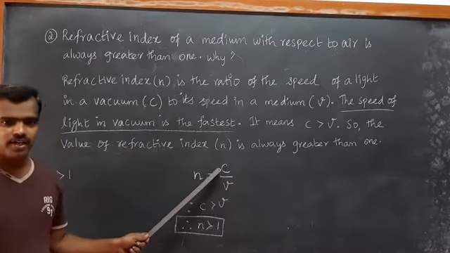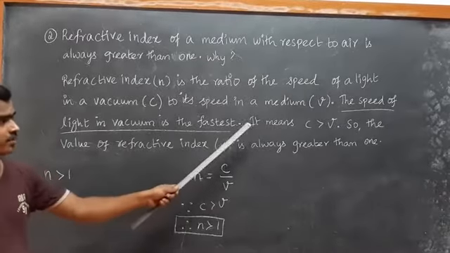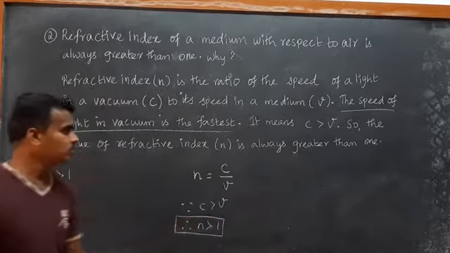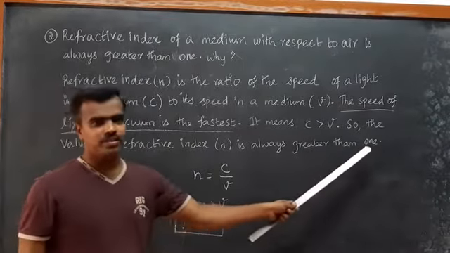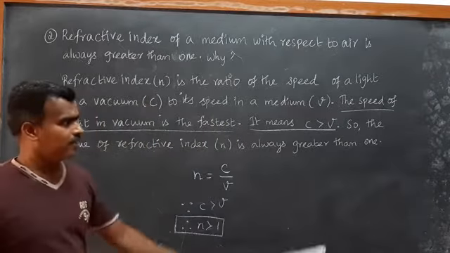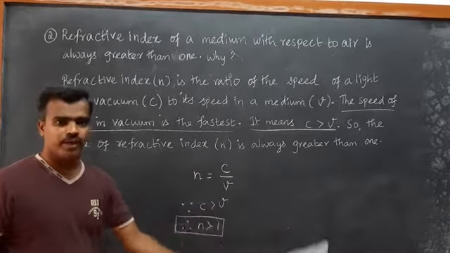So c is the fastest when compared to v. It means c is greater than v. So the value of the refractive index n is always greater than 1.